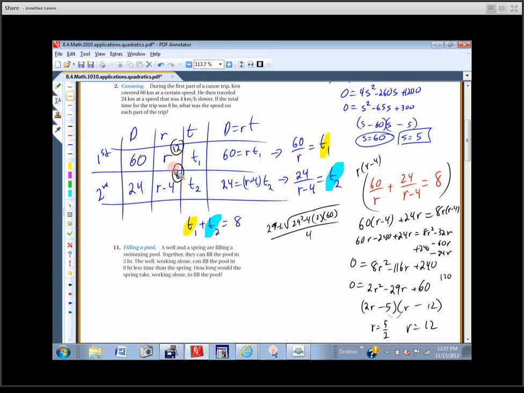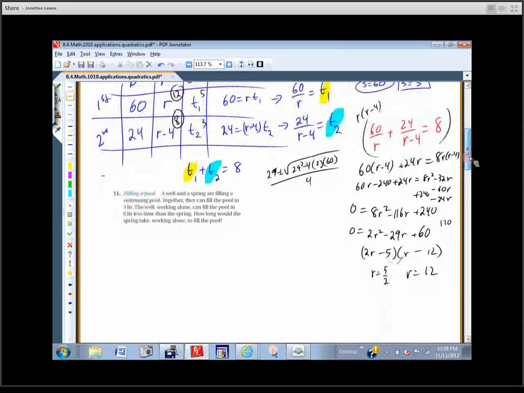What were the times then? It doesn't ask for that, but what were the times? How many times does 12 go into 60? 5. How many times does 8 go into 24? 3. So he was going 8 miles per hour or 8 kilometers per hour for 3 hours. There's the 24 kilometers. 12 kilometers per hour for 5 hours. There's the 60 kilometers. Okay? Make sense?